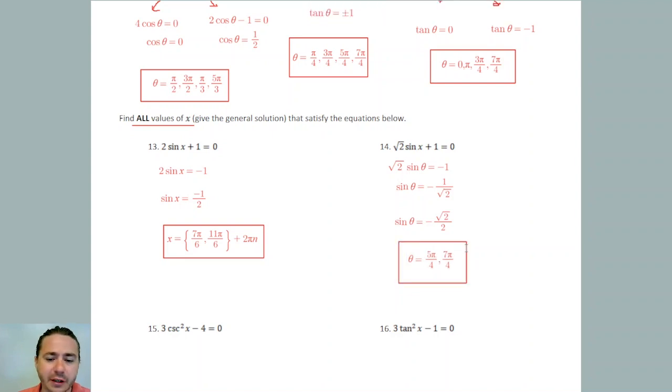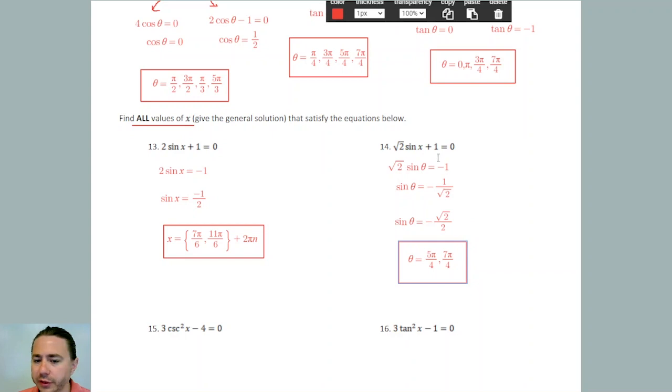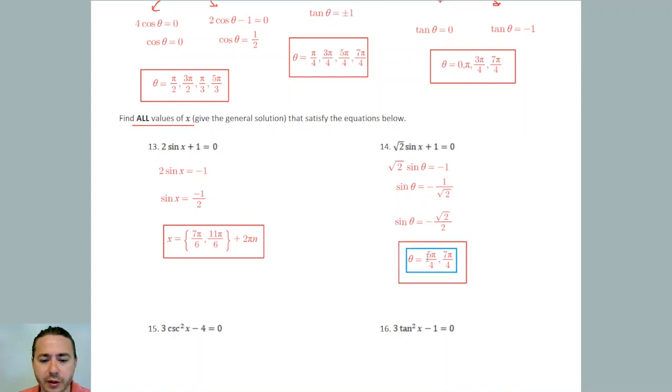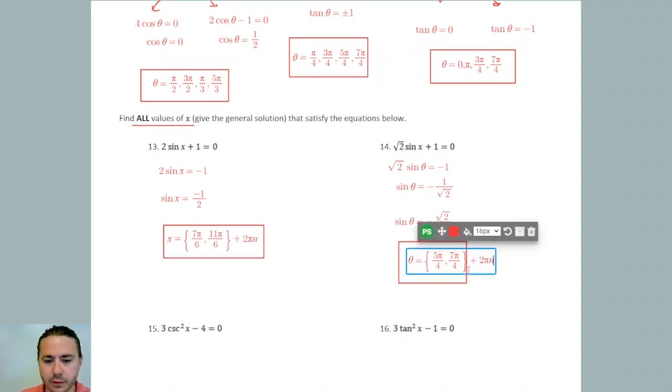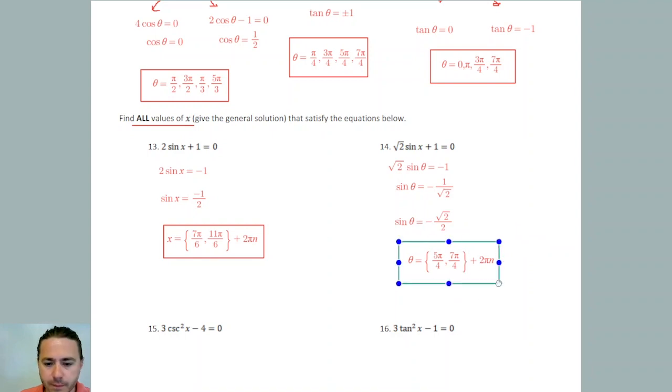The big difference here, aside from just this one tiny little difference on how you solve it here, is that since we're giving the general solution, we need to write the general solution appropriately. So we're going to put set brackets around our 2 unit circle solutions, and we're going to write plus 2 pi n, just like we did the last one. There we go.